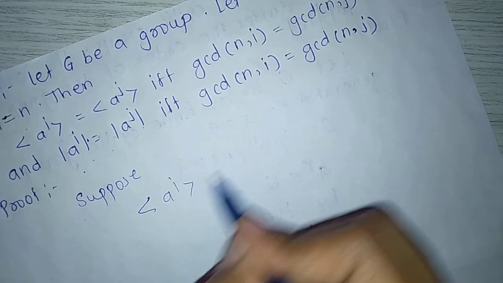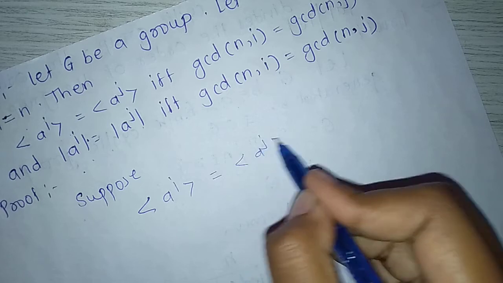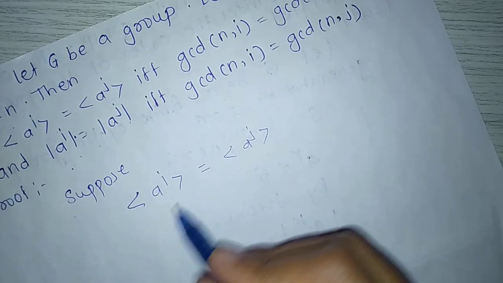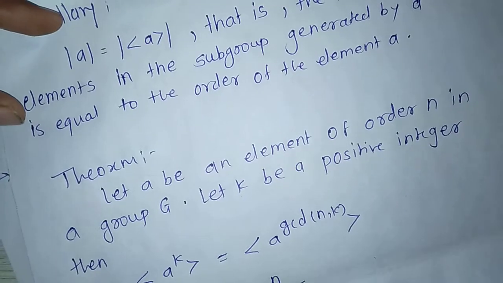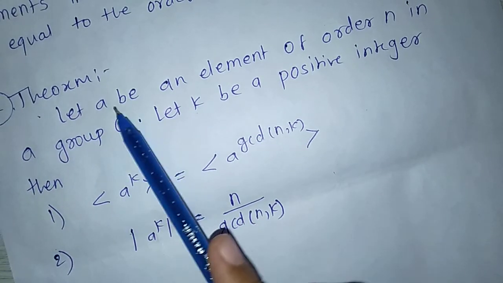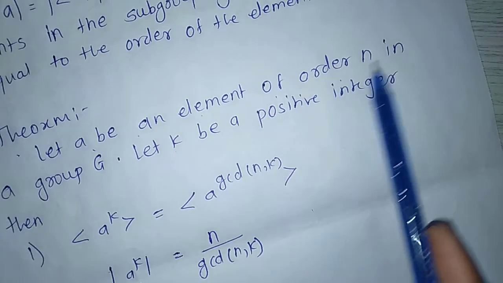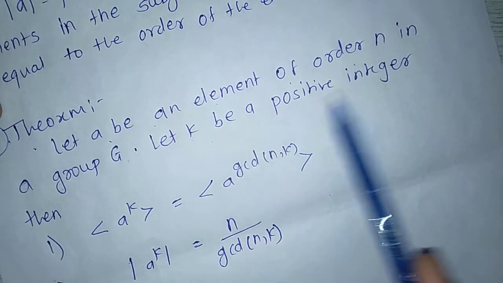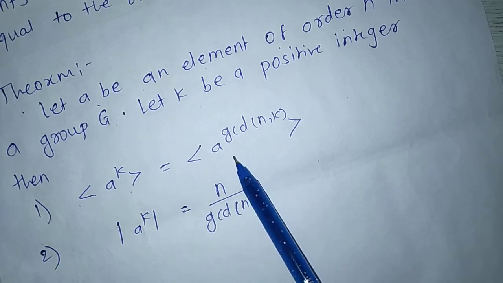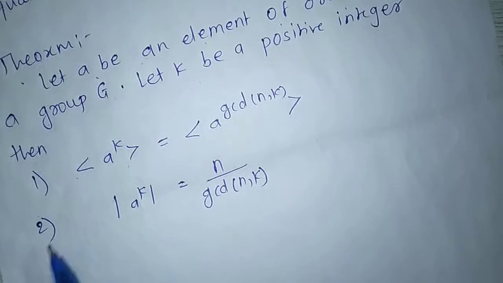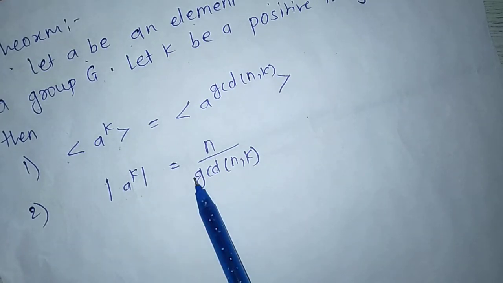the set generated by a raised to i equals the set generated by a raised to j, which is equal to, by this theorem, which we name theorem star. Theorem star says: let a be an element of order n in a group G, let k be a positive integer. Then first, the set generated by a raised to k equals the set generated by a raised to GCD of n and k. Second, the order of a raised to k equals n upon GCD of n and k.